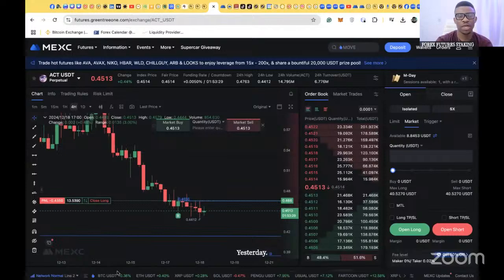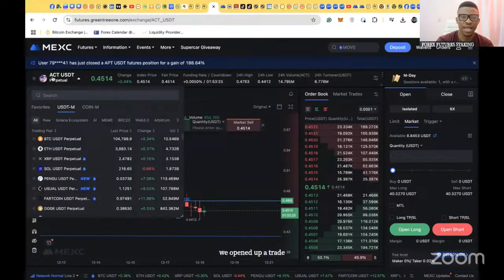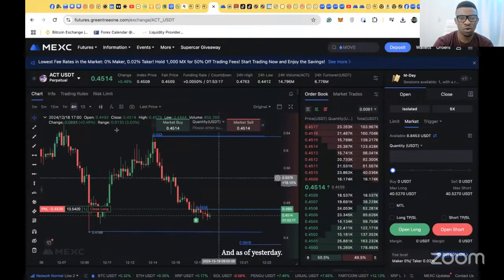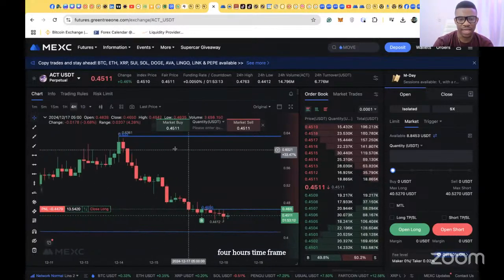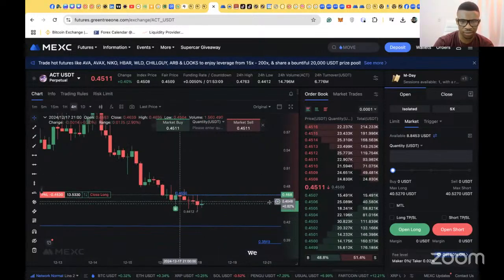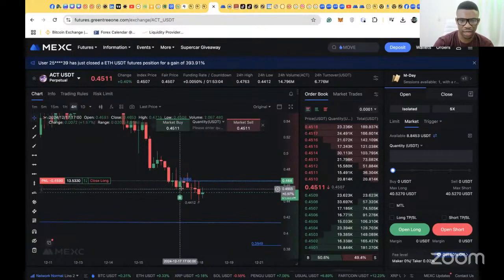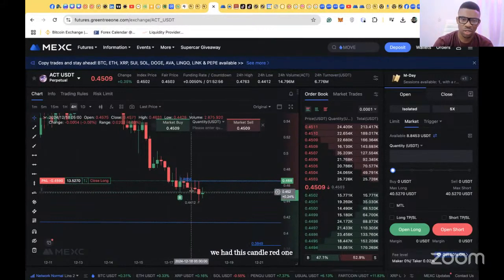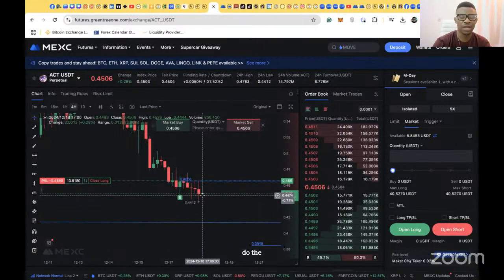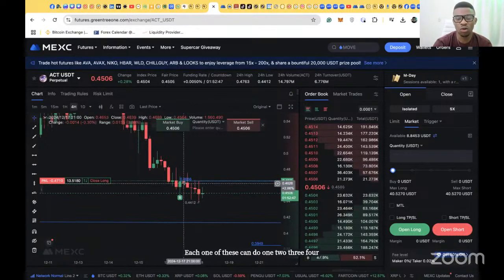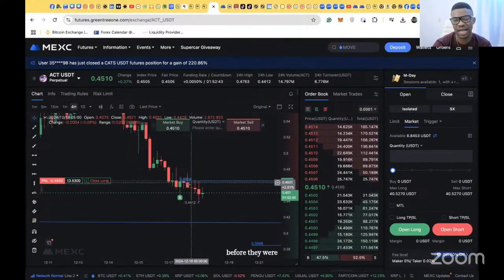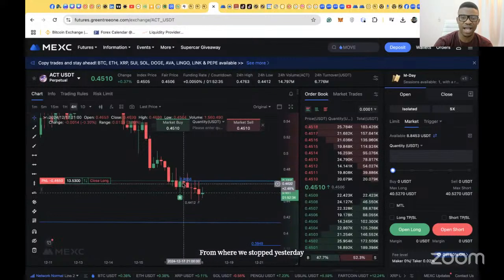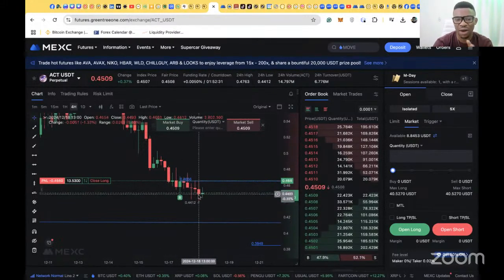Yesterday, we opened up a trade on ACT USDT. And as of yesterday, when we check on the 4 hours time frame, we saw only this particular candle here. So today, we have this red candle, 1, 2, 3, 4, 5, and this is the 6th candle happening. Each one of these candles took 4 hours before it was completed, then the next candle started. From where we stopped yesterday to where we are right now, there have been 5 different candles of 4 hours each that have played out.